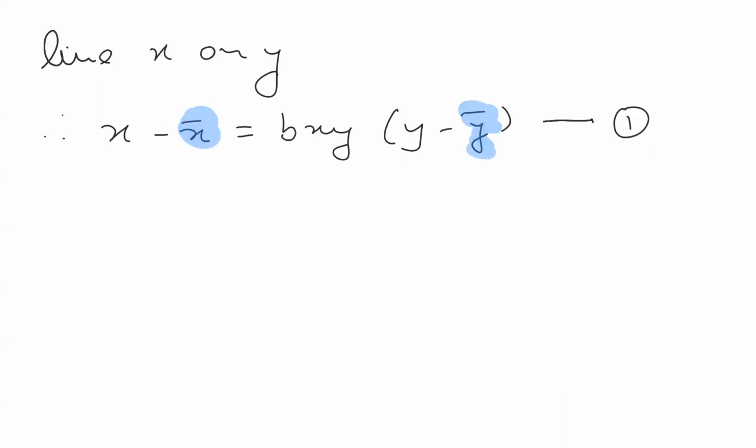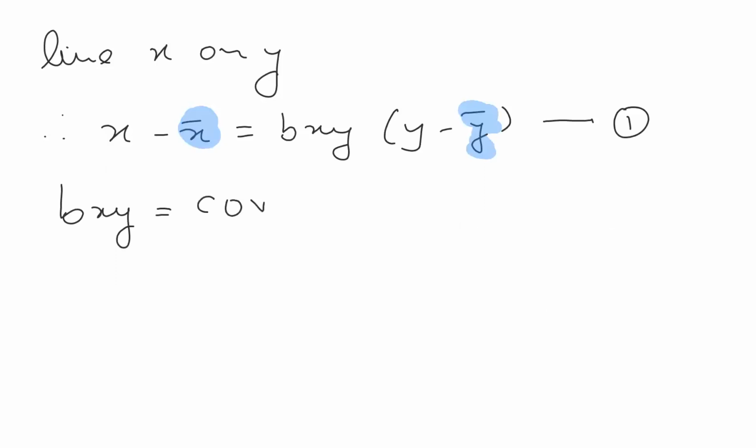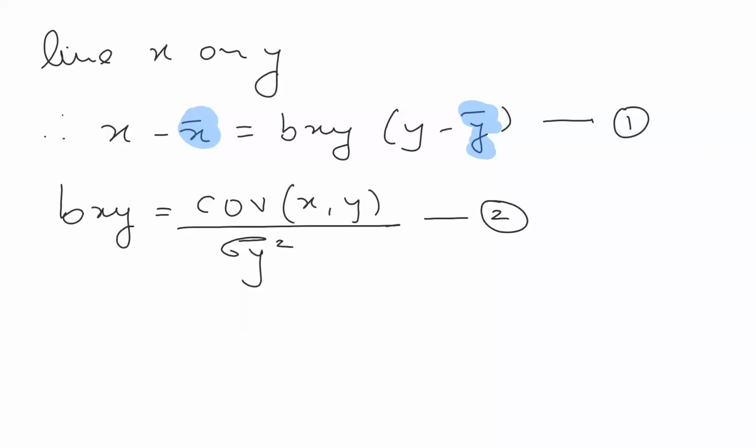Then bxy. For bxy, there are two formulae. One formula has covariance in it, and the other formula has r in it, small r, that is the correlation coefficient. So r is not given as such in this problem. There is no value of r which is given. So we use the covariance formula. So covariance between x and y upon standard deviation of y square. Equation number 2. We'll have to go very precisely and stepwise.